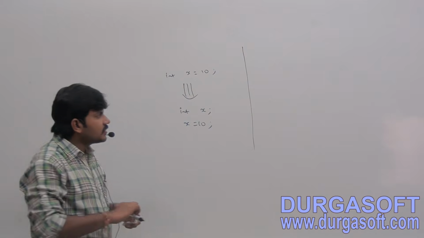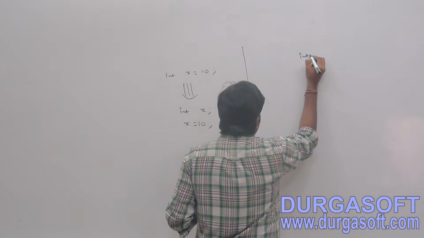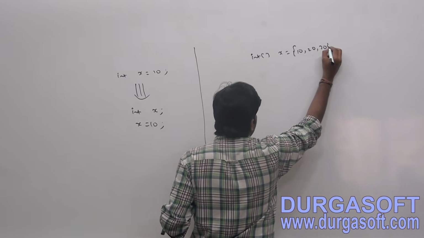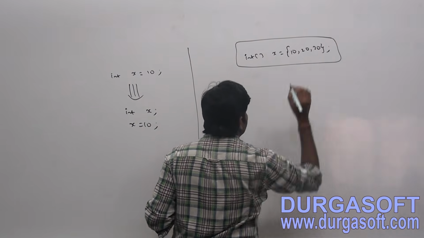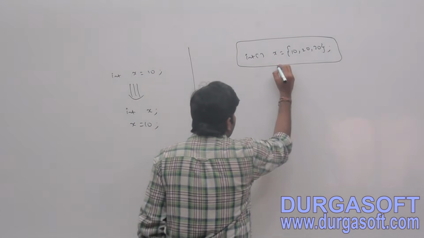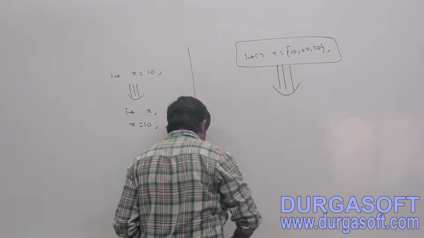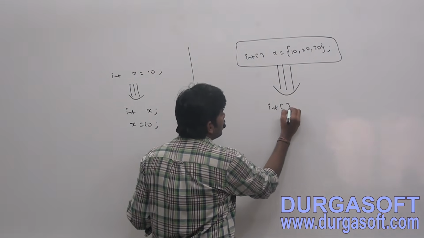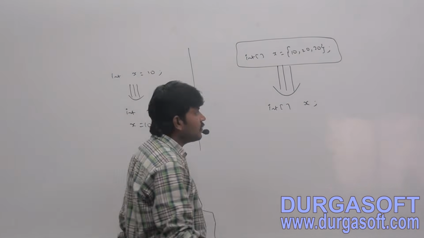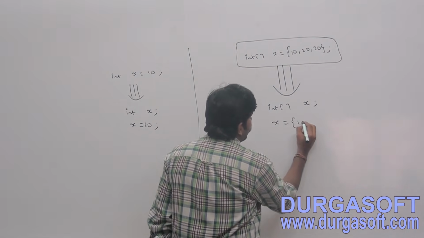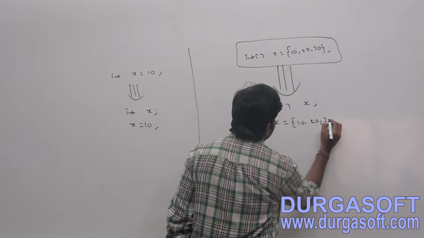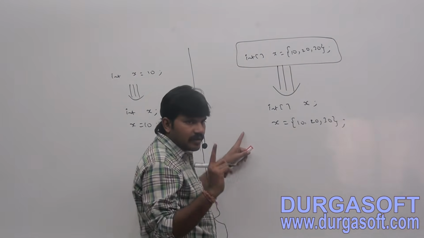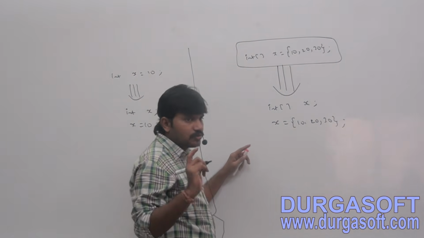Why don't you apply the same strategy for this also? Int array x is equal to 10, 20, 30. Sir, I want to divide into multiple lines. First line: int array x. Second line: x is equal to 10, 20, 30. Can you tell, is it valid or invalid? 100% sure, it is an important conclusion you should have.